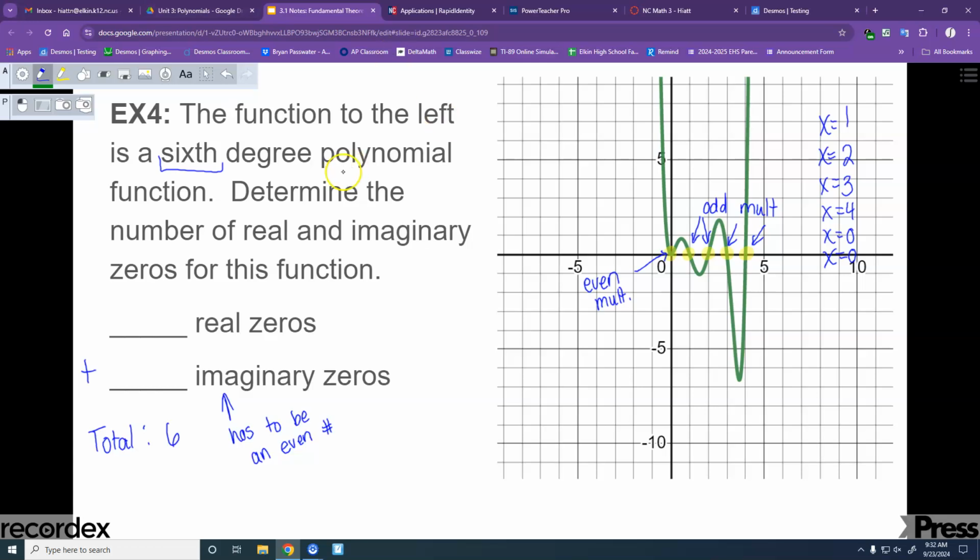Now, how many have we got there if I list them out like that? 6. That's what we need, right? So what's happening here is we've got 6 real zeros. One of them has a multiplicity of 2 because it bounces. And then if I got 6 real zeros, how many imaginary zeros do I have? 0, because it has to add up to 6, right? That's your only option on this particular problem. Okay, let's keep going.